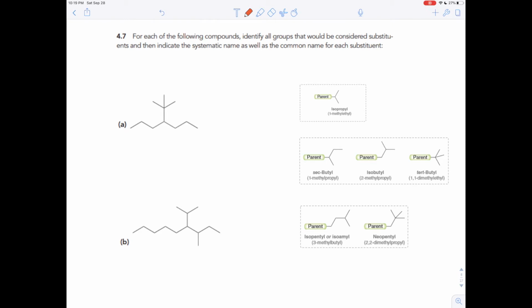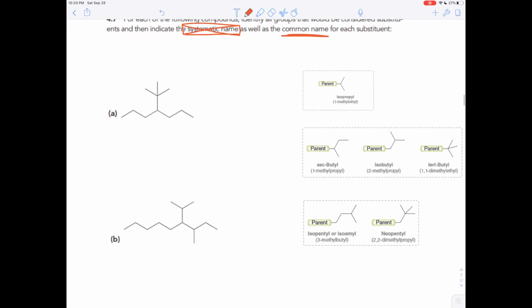It says, for 4.7, for each of the following compounds, identify all groups that would be considered substituents or branches, and then indicate the systematic name as well as the common name for each branch. You can look at the systematic names if you like. I'll show you how you can get that from this table. For our purposes, though, we're going to focus on the common names here.